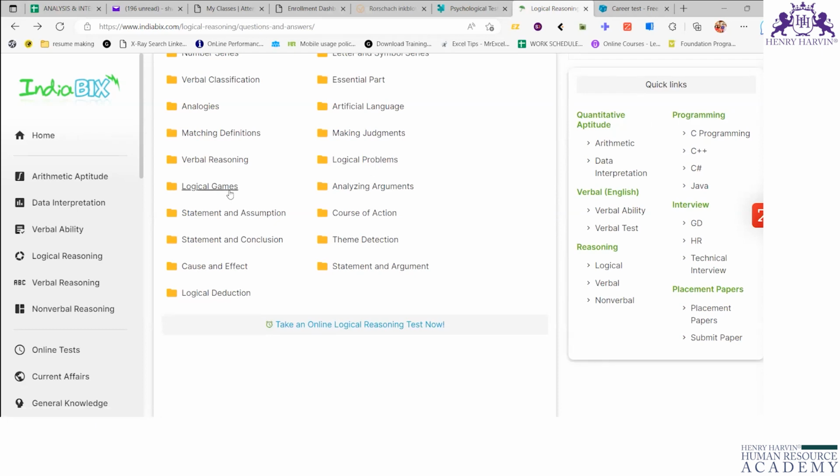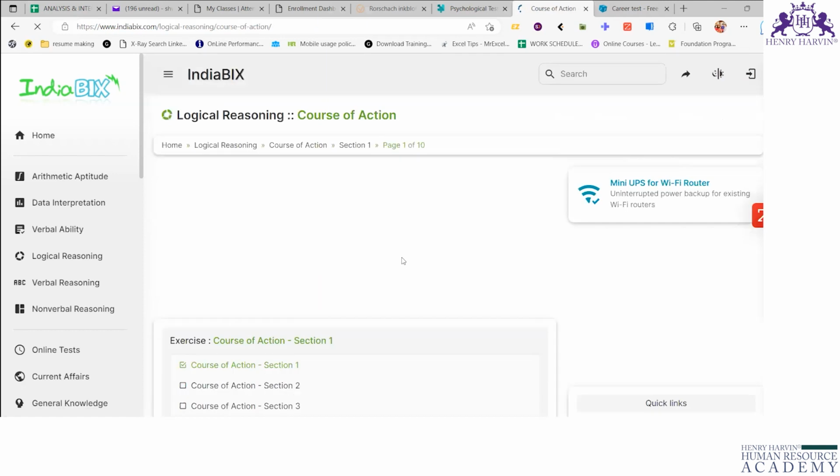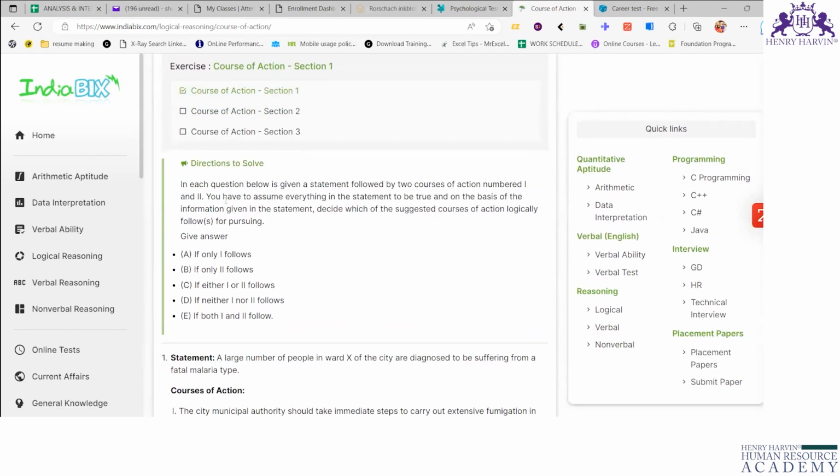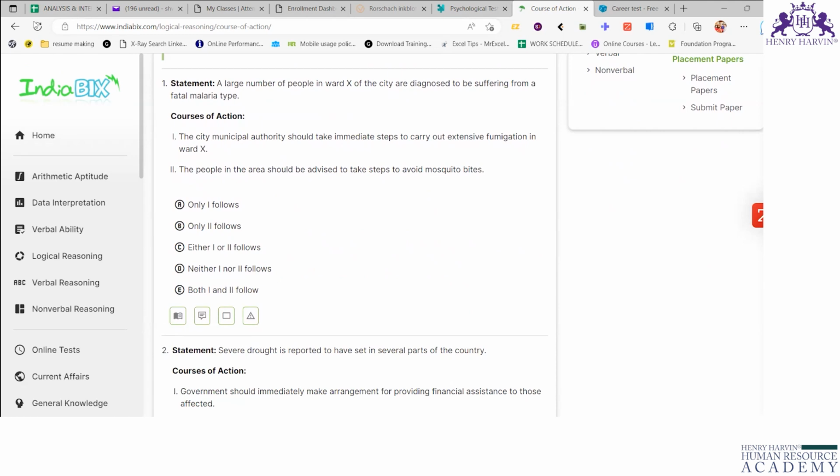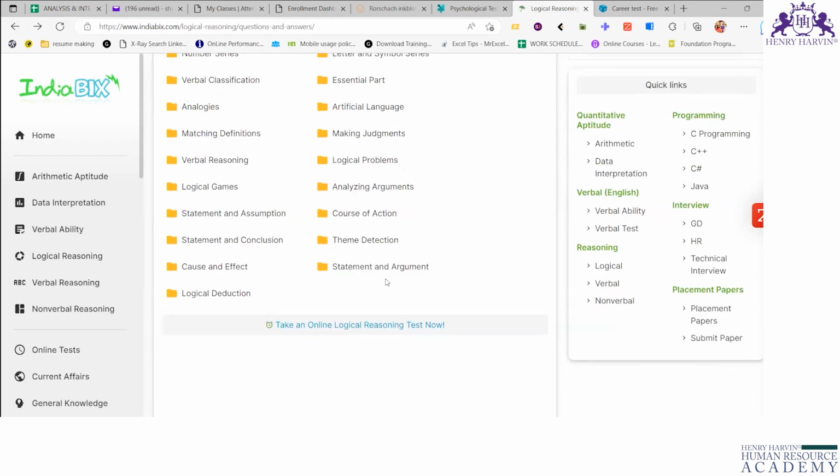Logical problems, logical games, then analyzing arguments, statement and assumption, course of action, right? All these are different. Course of action, like if only one follows, if only two follows, if either one or two follows. The statement will be there and then you have to tell which is the right course of action. Then statement and conclusion, and cause and effect, right? Depending upon that particular position, we can have different kinds of aptitude tests. So this was the verbal reasoning.